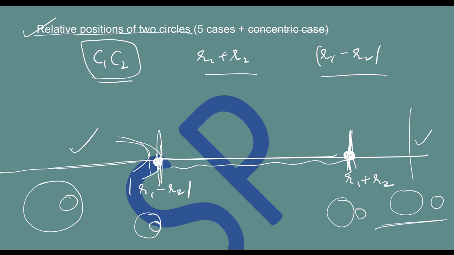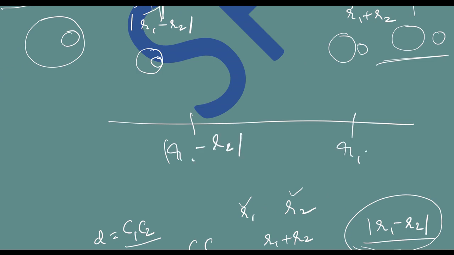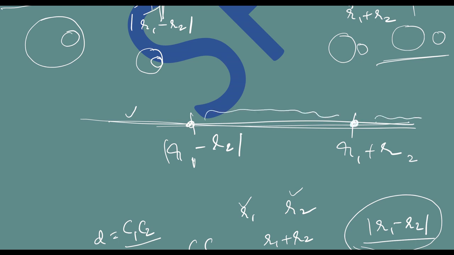So once you calculate these 3 quantities, obviously you will be having R1 minus R2 here, R1 plus R2 here. Now you decide the position of C1C2 on this. Depending on the position, you can decide whether one is lying inside the other, or they are touching internally, or they are intersecting, or they are touching externally, or they are disjoint from each other. Okay?